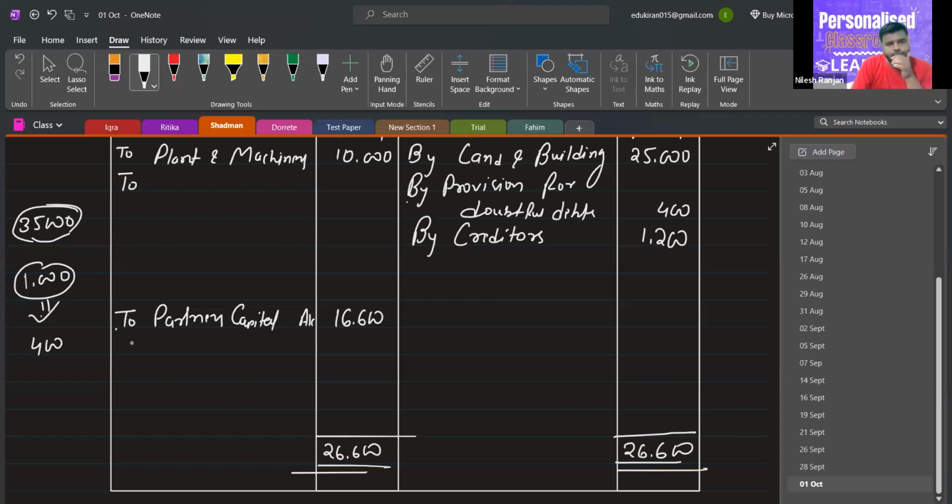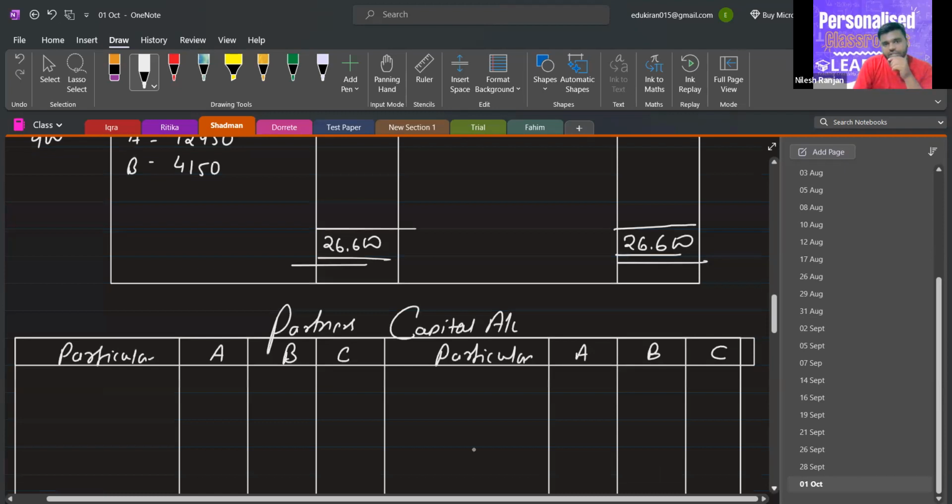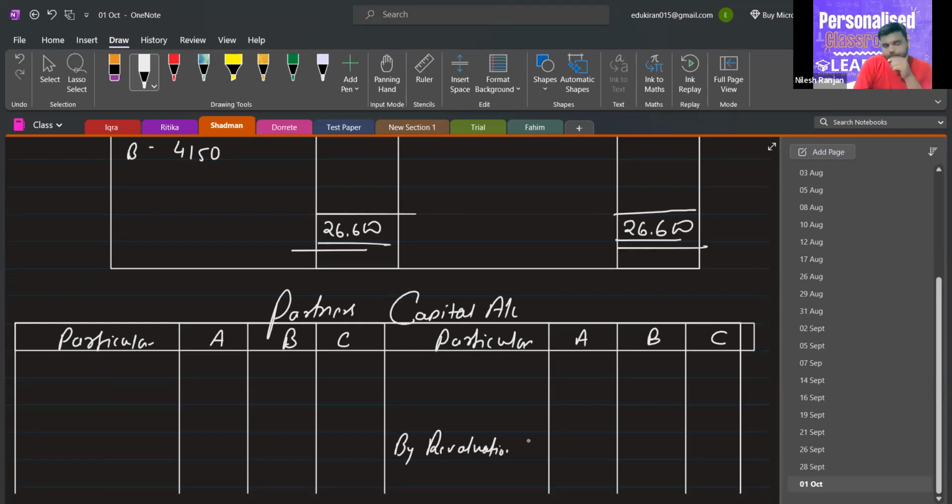Okay, sir. A and B will get how much? 3:1. So 4,154 for B and 12,454 for A. Now it will be transferred to the capital by revaluation, 12,450 and 4,150. They also get some share in goodwill.